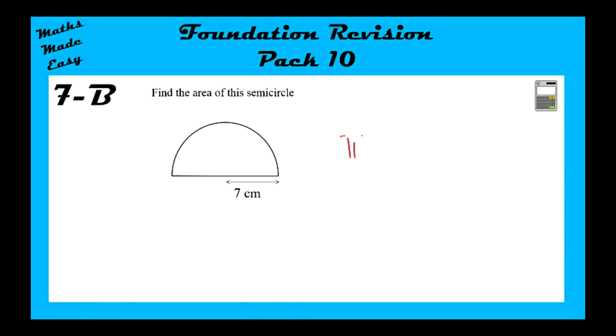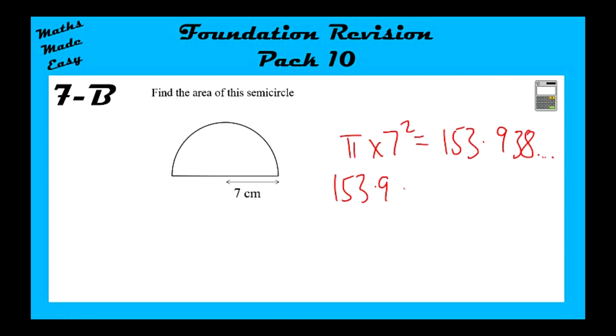Question 7b, so again we're going to do pi times 7 squared this time, because we're already given the radius. It comes out as 153.938, and carrying on, we take that number that's on your screen and divide that by 2, and you should round that to 77.0 centimeters squared. Be careful with the rounding on that one.